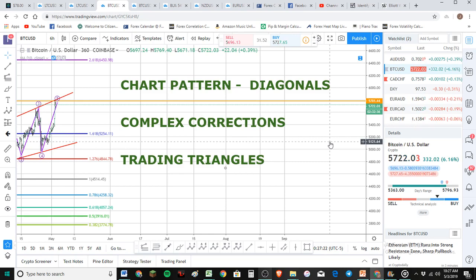And then secondly, we want to talk about some complex corrections and how to trade a triangle. You will not want to miss how to trade a triangle. If you know the information I'm going to share with you, you would have been able to nail this trade in Litecoin in particular. So stick around for all of that information, and let's get to it.